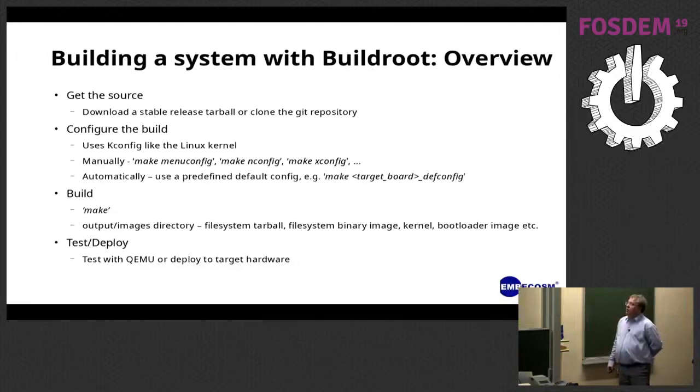Configuring Buildroot is very straightforward. It uses the kconfig system, so if you've configured a Linux kernel before, it will look very familiar to you. You can either run configurations manually, or you can use one of the predefined default configurations. So typically you'd run a make and then specify the name of the default config set up for your target hardware.